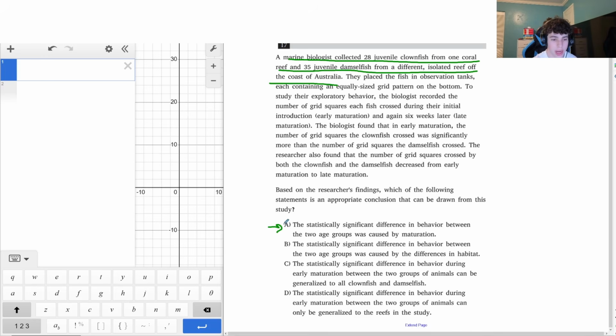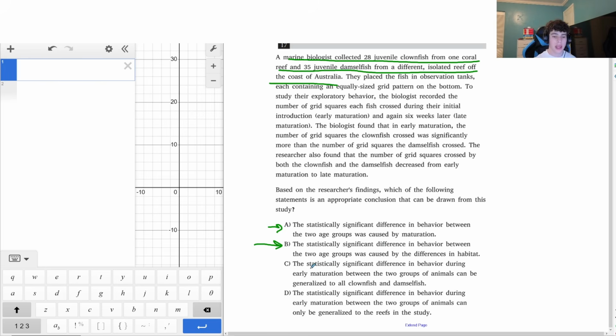Then for B, it says the statistically significant difference in behavior between the two age groups was caused by the difference in habitat. Okay, so they were picked from different habitats and then plopped into this reef, right? And so I'm not sure where we're talking about habitats, right? And so I'm assuming that this cannot be true, right? Because I don't even know where we talked about habitats anywhere.